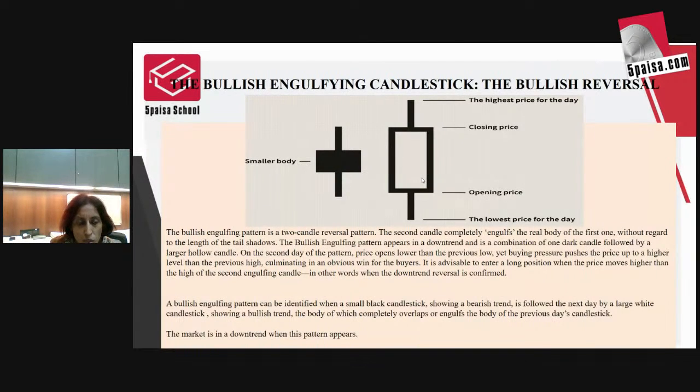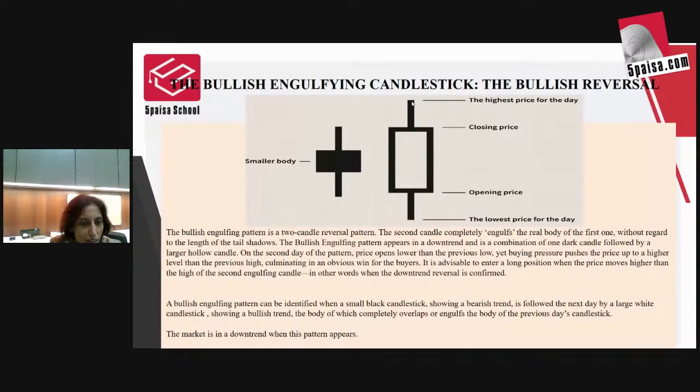So the bullish engulfing pattern is a two-candle reversal pattern. The second candle, as I said, completely engulfs the real body of the first one without regard to the length of the tail shadows. The bullish engulfing pattern appears in a downtrend and is a combination of one dark candle followed by a larger hollow candle, or so to say a green candle, or a white candle. And on the second day of the pattern, the price opens lower than the previous low, yet buying pressure pushes the price up to a higher level than the previous high.